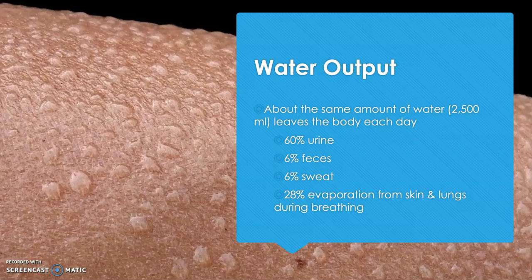About the same amount of water, 2,500 milliliters, leaves the body each day. The reason for this is because our bodies must maintain water balance to protect against dehydration, kidney stones, and other medical problems. Typically, the average body loses 60% of water through urine, 6% through feces, 6% through sweat, and 28% through evaporation from skin and lungs during breathing.